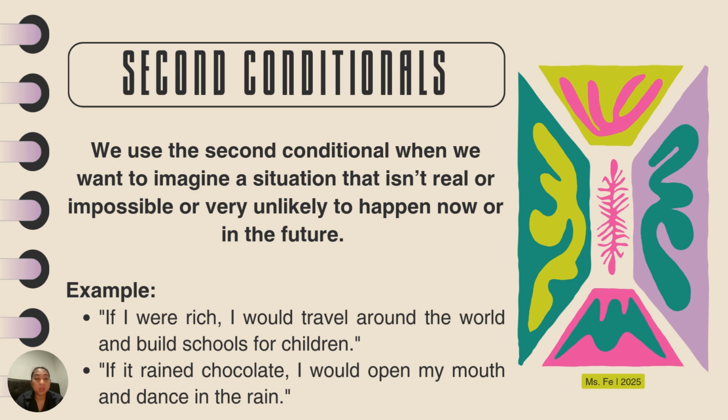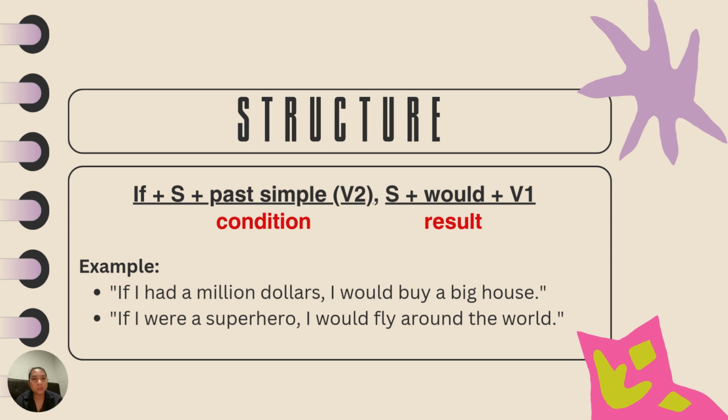Another example, if it rained chocolate, I would open my mouth and dance in the rain. If it rained chocolate is an imaginary situation, right? Okay, so I would open my mouth and dance in the rain if it happened. Okay. And now, how to form second conditionals.